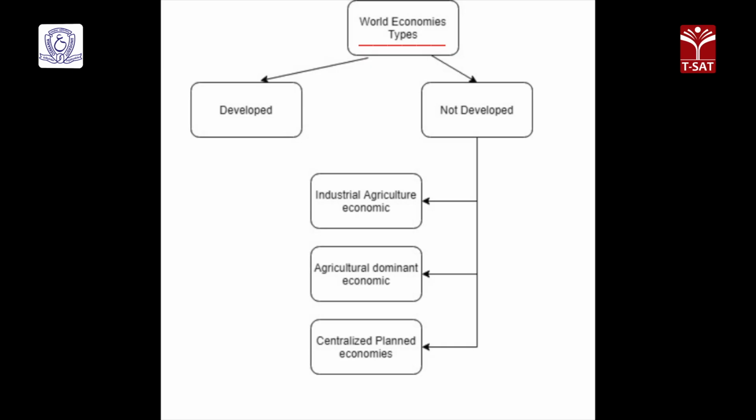Today, the level of development of countries is estimated by per capita income. Based on per capita income, the nature of the economic model and sectoral contribution in GDP, the countries can be divided into the following categories. World economy studies divide all the countries of the world into two categories, developed and underdeveloped countries. The underdeveloped countries are industrial-agriculture economies, agriculture-dominant economies and centralized planned economies.